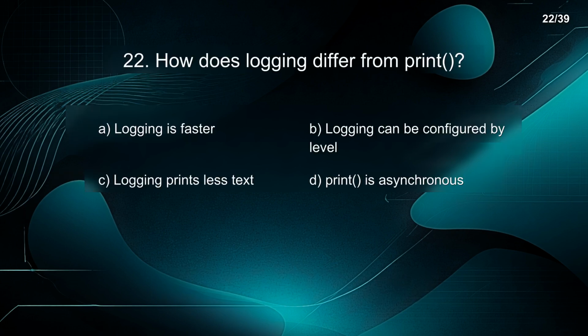22nd question. How does logging differ from print? A. Logging is faster. B. Logging can be configured by level. C. Logging prints less text. D. Print is asynchronous. Correct answer is B. Logging can be configured by level.